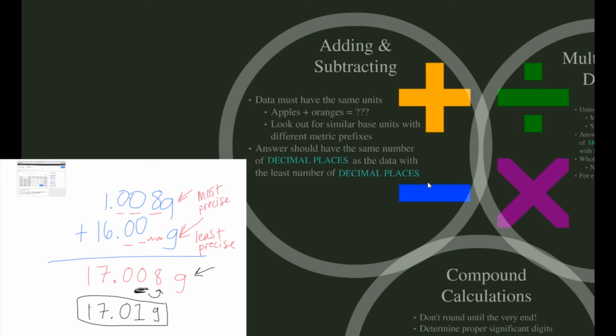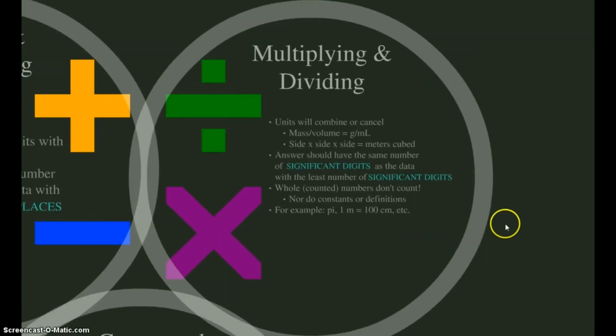But in your work, I still want you to show this calculator version, and then give me a final answer at the end. Circle it. Make sure you have units. Okay, so that's the rule for adding and subtracting. Your data must have the same units, and the final answer should have the same number of decimal places as the answer with the fewest decimal places. Okay, now what if we are instead multiplying and dividing?